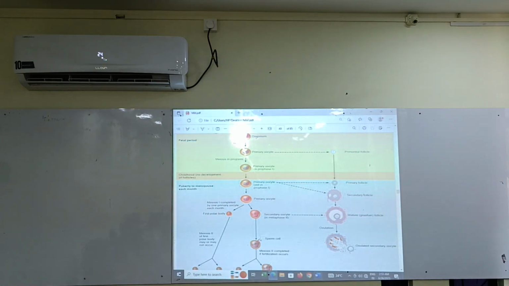What is oogenesis? Formation of the ovum is called oogenesis. And what is the formation of the sperm called? Spermatogenesis. Don't shout. Spermatogenesis.